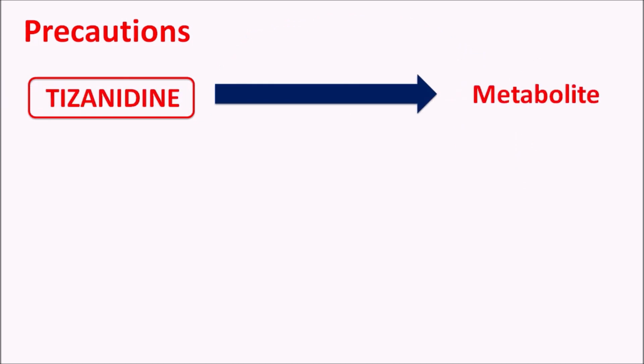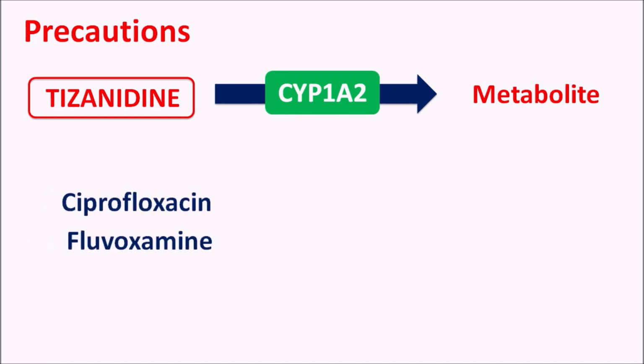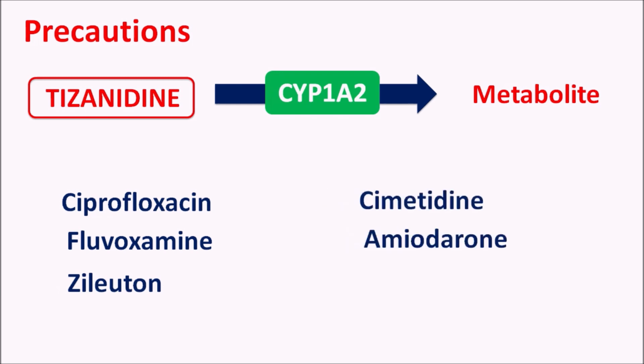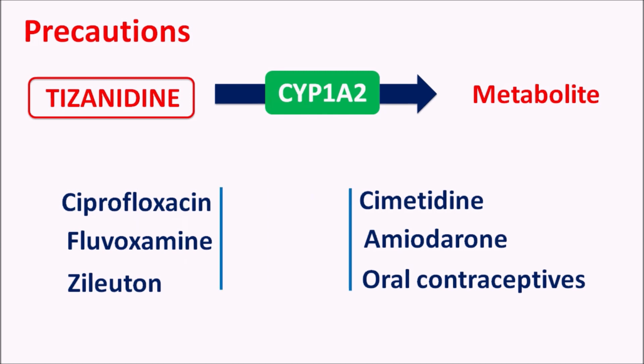This drug is going to be converted into metabolites by cytochrome P450 system. Among them, CYP1A2 is one of the important enzyme. So few of the drugs such as ciprofloxacin, fluvoxamine, zileuton, similarly other drugs like cimetidine, ketoconazole, oral contraceptives, all these drugs are the strong inhibitors of CYP1A2 enzyme. So when these drugs are combined with tizanidine, they can increase levels of this drug, which leads to severe hypotension, hallucinations, and drowsiness in the patients. So care should be taken when these drugs are combined with tizanidine, and the dose should be adjusted based on the symptoms in the patients.